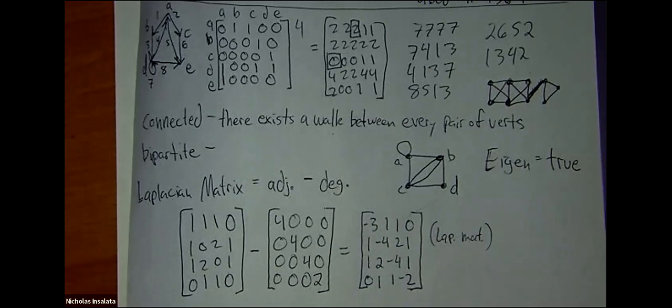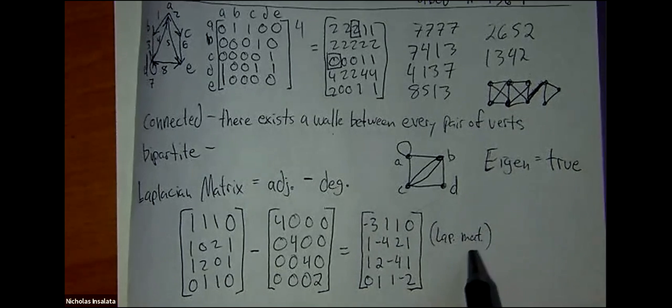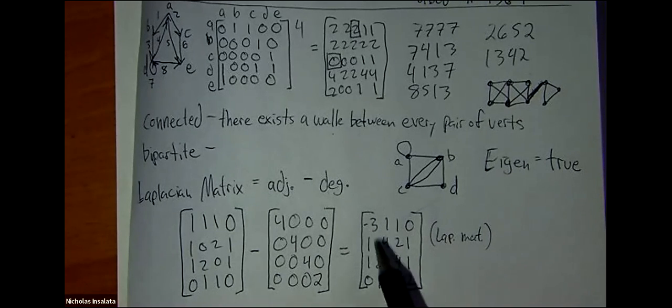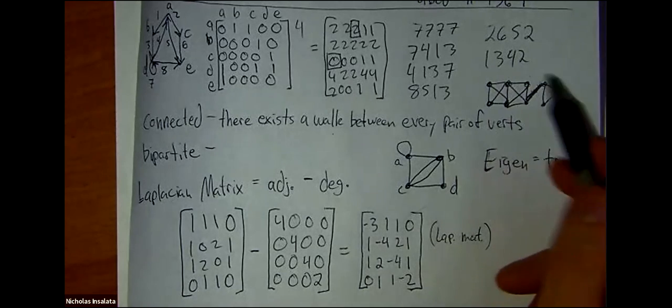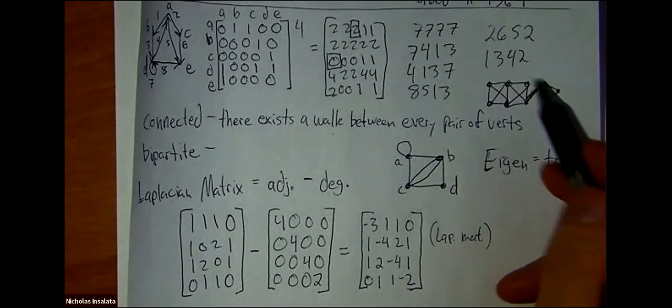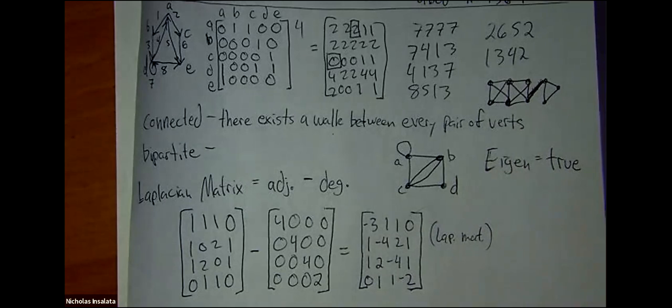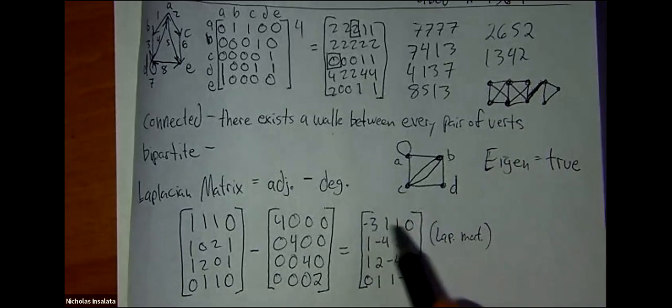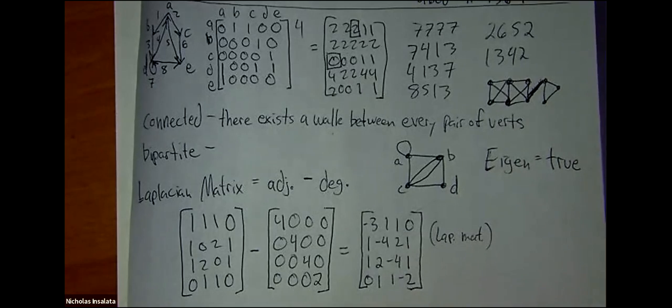Cool. It turns out that if you find the Laplacian matrix and find the eigenvalues, which is an algebraic manipulation, you run a little equation to find them, then the first or largest eigenvalue, if it's equal to 1, then your graph is connected. And if it's less than 1, then your graph has more than one component. So you can actually tell if your graph is connected by finding the eigenvalues of the Laplacian matrix.